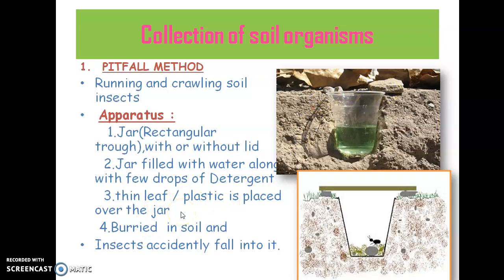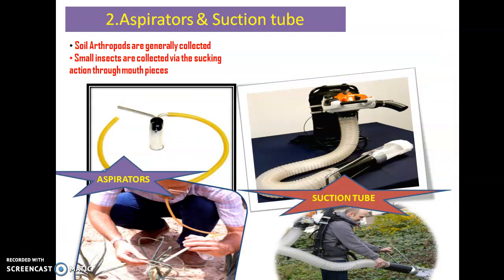And what happens is that those insects which are moving through this pathway will accidentally fall into this jar which contains water. Here, in this pathway, or in this pathway, when an insect is passing, it will accidentally fall into this jar containing water as well as the detergent. So it will be trapped here. So in this method, we are collecting or trapping soil organisms.